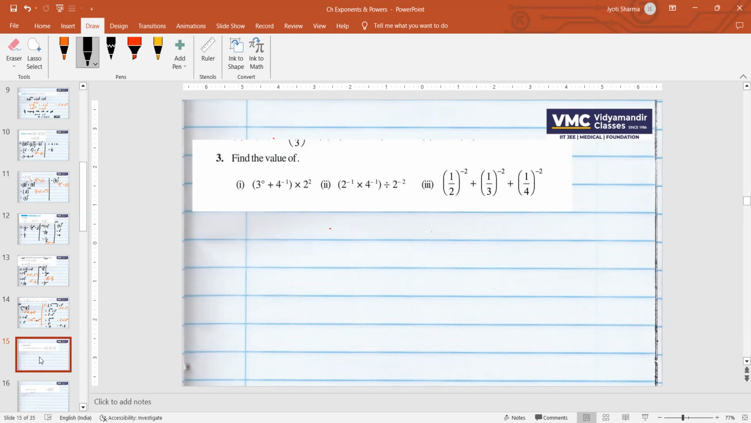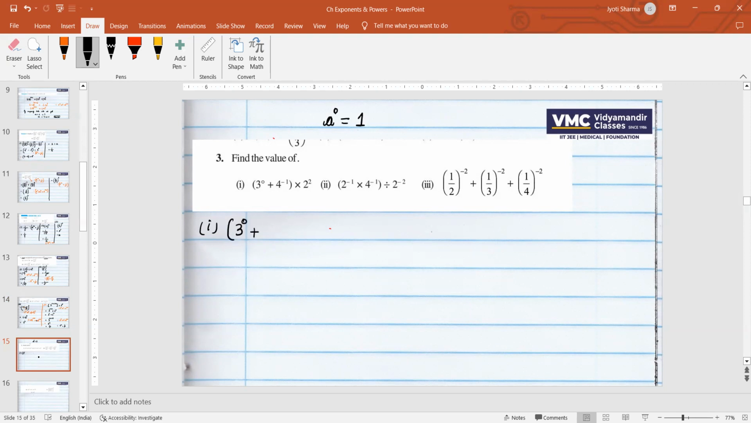The third question, this is the first part. There is a law that a raised to the power 0 is 1. Any number raised to the power 0 is 1, except 0. So the base is to be non-zero.